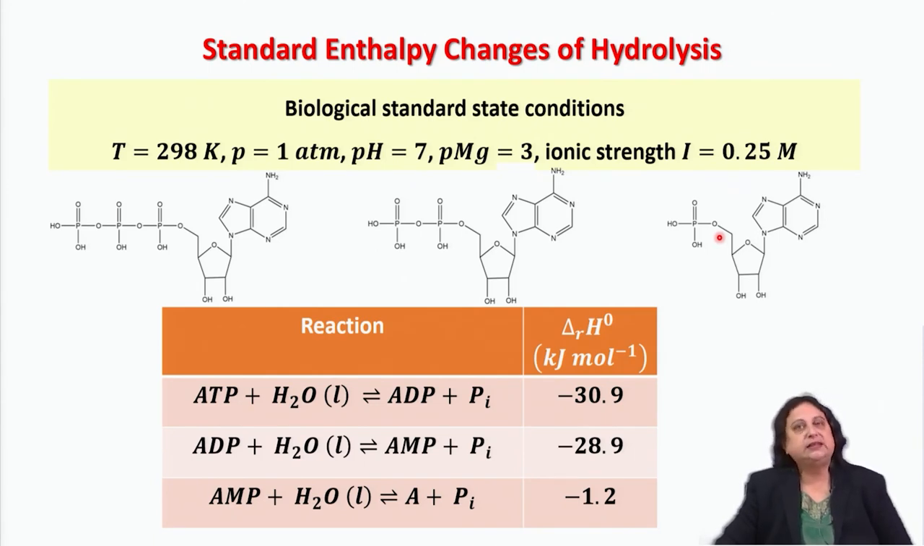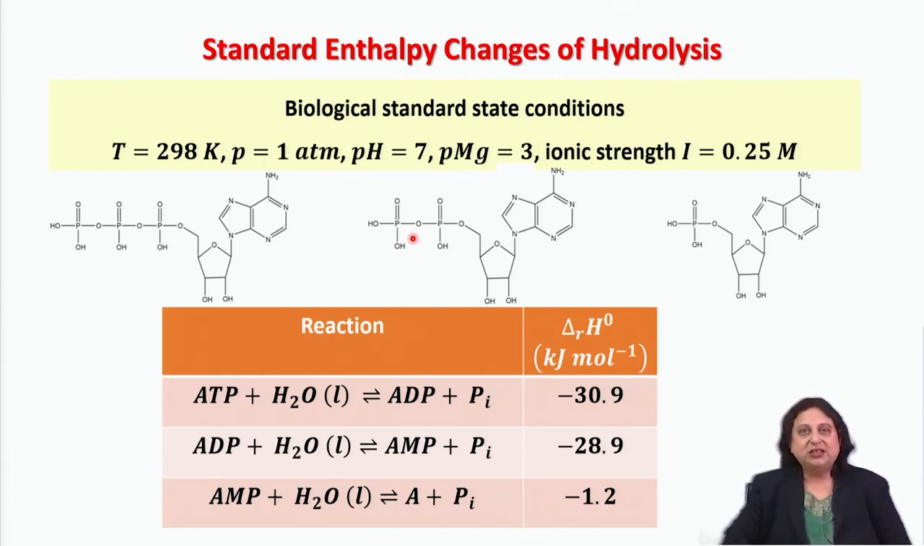and this upon hydrolysis releases another phosphoryl group producing AMP, the monophosphate. Now, when I am looking at the standard enthalpy changes of hydrolysis of these three molecules, I must mention that the definition of a biological standard state is quite different from what we have seen before. Previously, we have seen that the standard state condition has pressure equal to 1 bar, and we usually employ a temperature of 298 Kelvin and an activity of solids as 1, and the activity of water then will depend on the condition under which you are using the system.